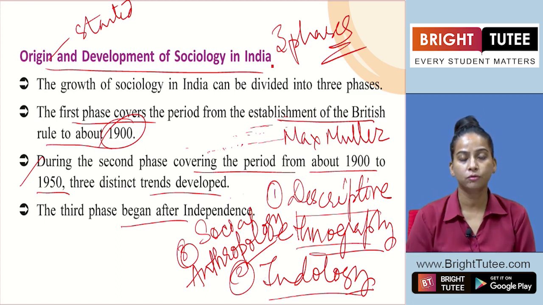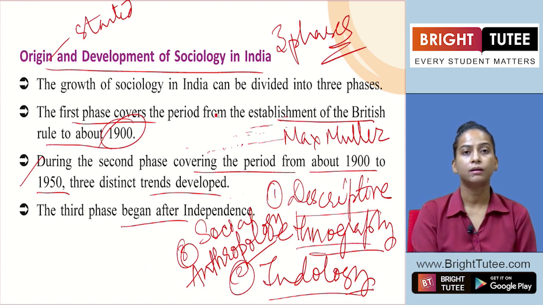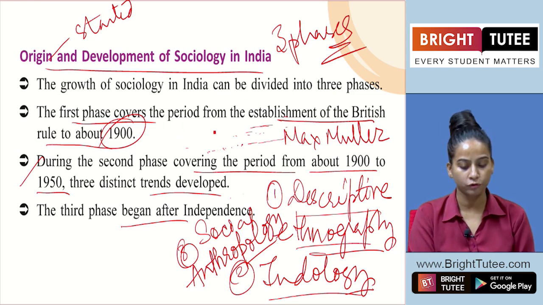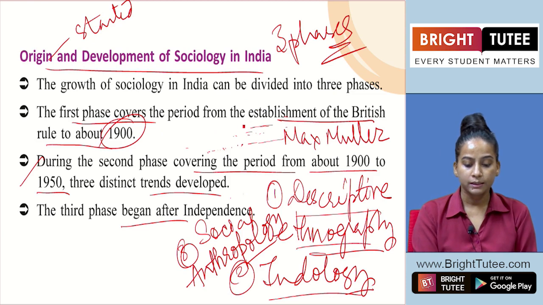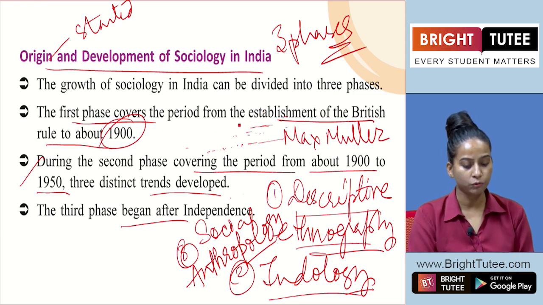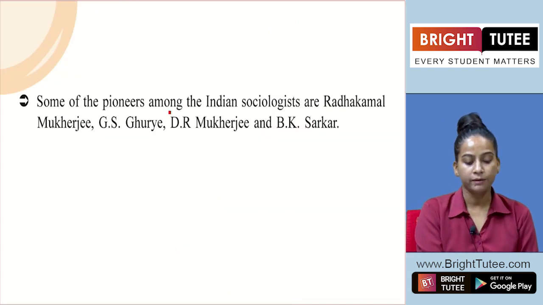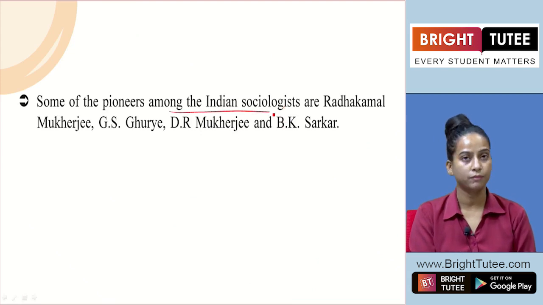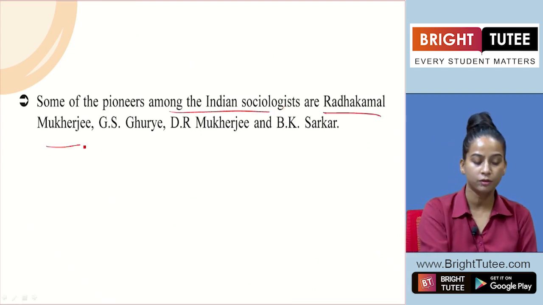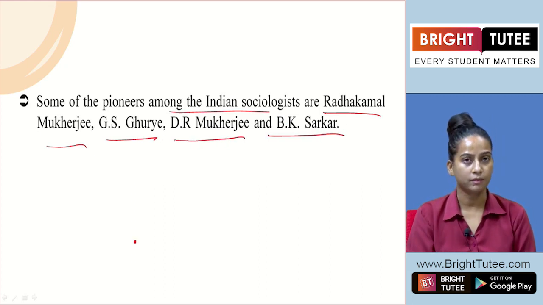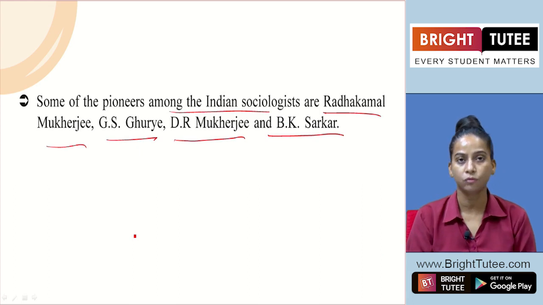Indian scholars also started visiting foreign countries and interacting with European and American sociologists and anthropologists. Thus, sociology came to be well established in India after independence, during the third phase. Some of the pioneers among the Indian sociologists are Radha Kamal Mukherjee, G.S. Ghurye, D.P. Mukherjee and B.K. Sarkar. These are some of the famous Indian sociologists.